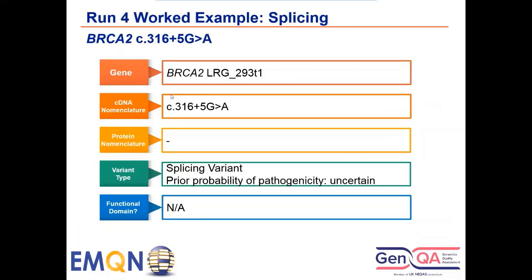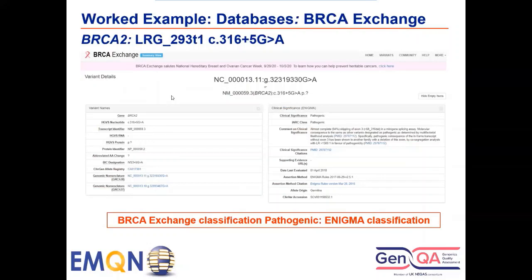The next sample will be presented in more detail. It's a variant at the +5 position after exon 3, so in intron 3 at 316+5G>A. This variant is well studied and is described also on the BRCA Exchange page.